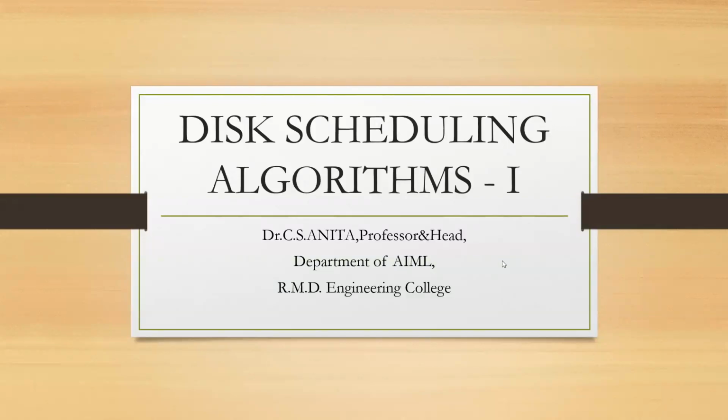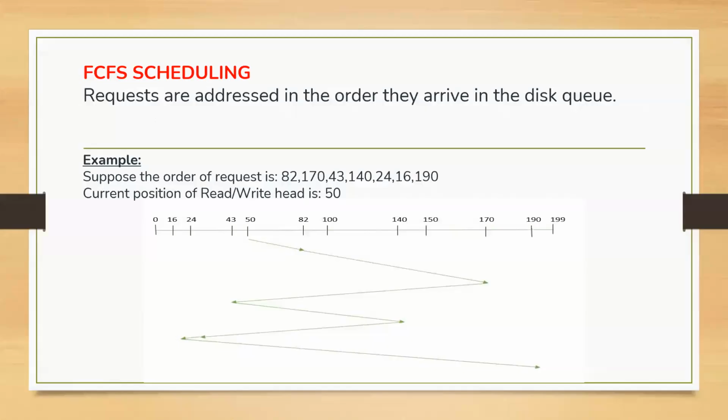In this video, we are going to discuss two main disk scheduling algorithms, namely FCFS scheduling and SSTF scheduling. Let's now proceed into the first scheduling algorithm, FCFS. FCFS scheduling means first come first serve scheduling.